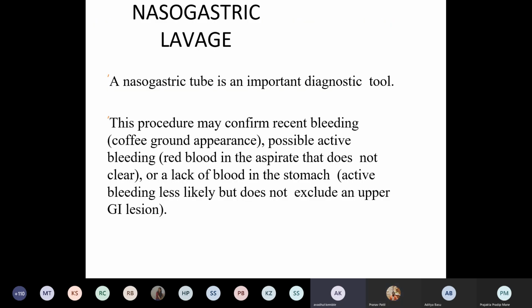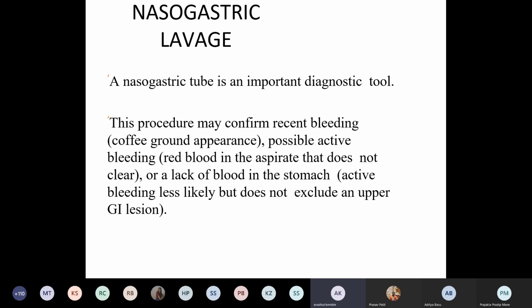Now, one more important thing is nasogastric lavage. This is an important diagnostic tool. Even though it is a diagnostic tool, it can also be therapeutically helpful. It is one of the easiest procedures, can be done anywhere, wherein a Ryle's tube is passed through the nose into the pharynx and esophagus.